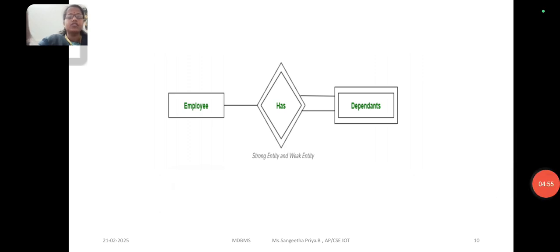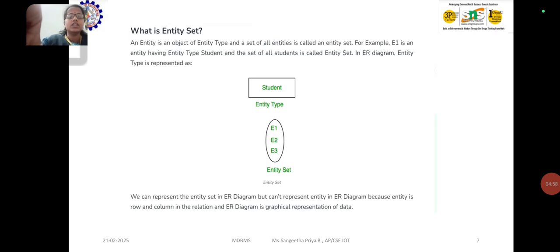In this slide, in this topic, we have seen more about the entities and the types of entities.